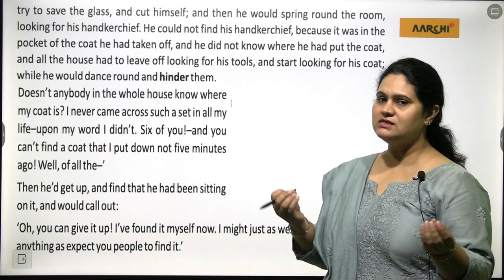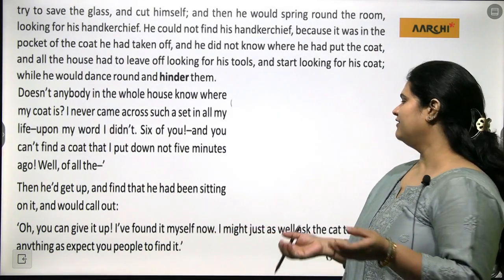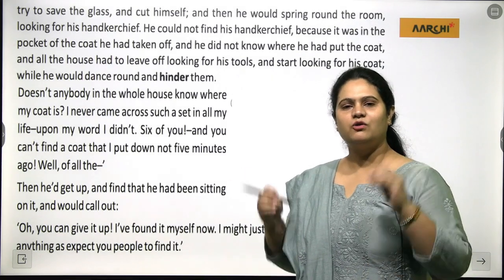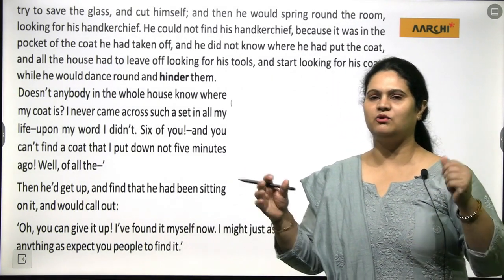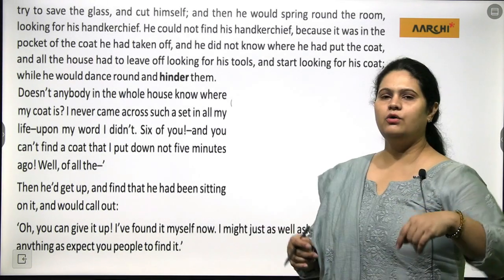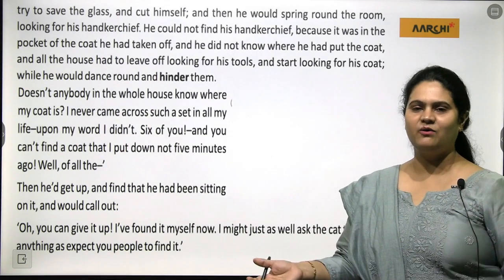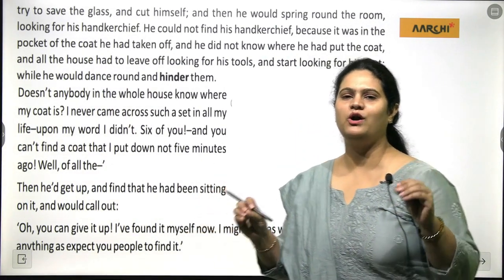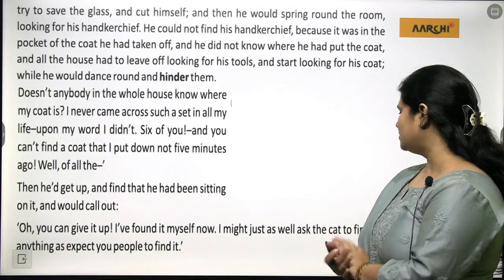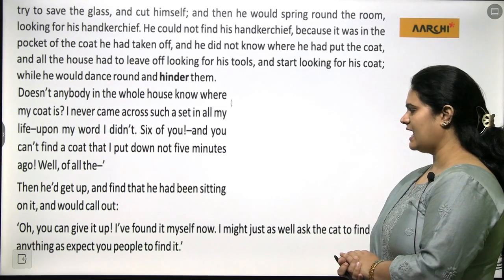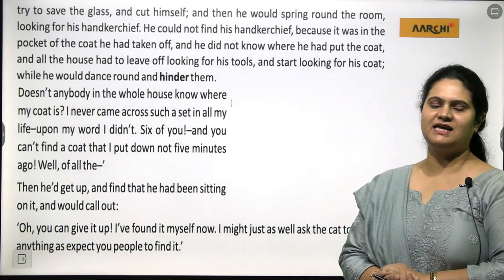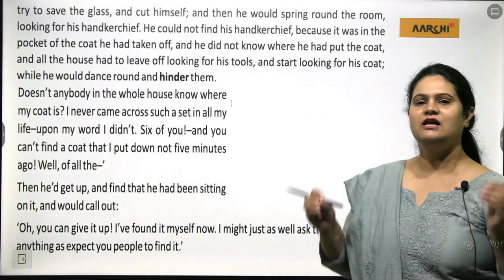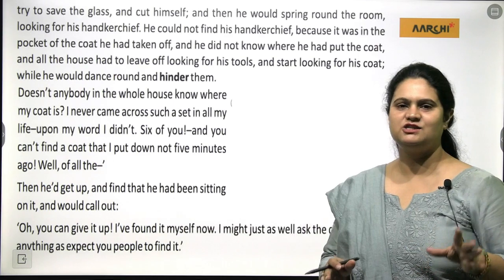Then in the middle of the sentence, he would get up and find that he had been sitting on it, and would call out. So all this time he was sitting on the coat itself, right? And then he would realize that the coat was just underneath him, and he would call out, you can all give it up. I have found it myself now. And now he would take this credit. Yes, you all are useless, and I am the one who found this coat. Now you all do not need to do anything. I must just as well ask the cat to find anything as expect you people to find it. Now he's saying that a small cat would be able to find a small thing like a comb, but you people are useless. I must not ask you anything to find.